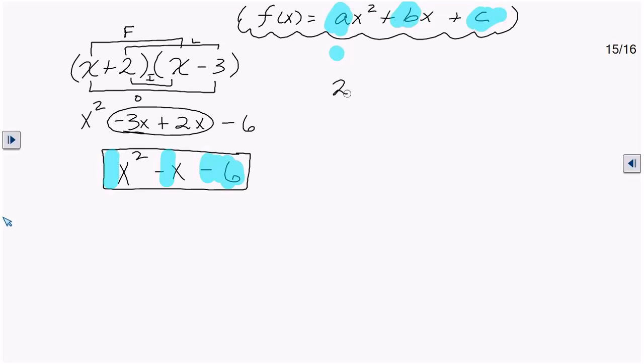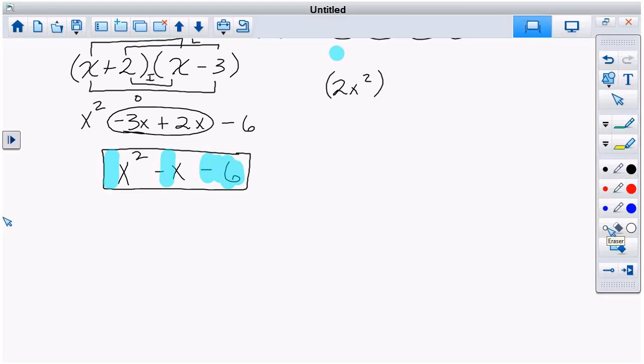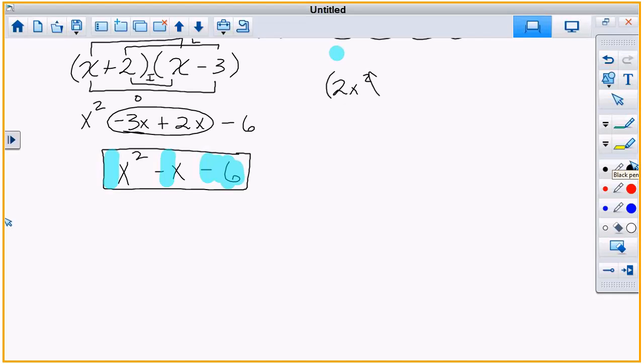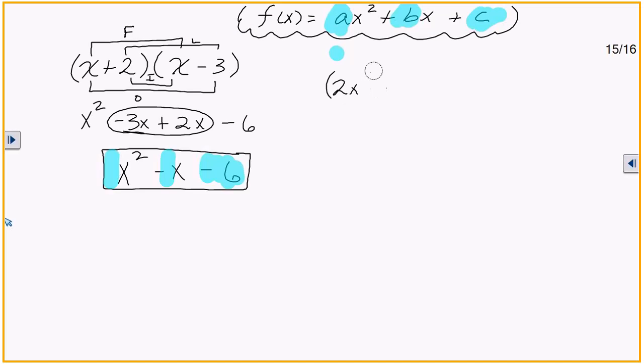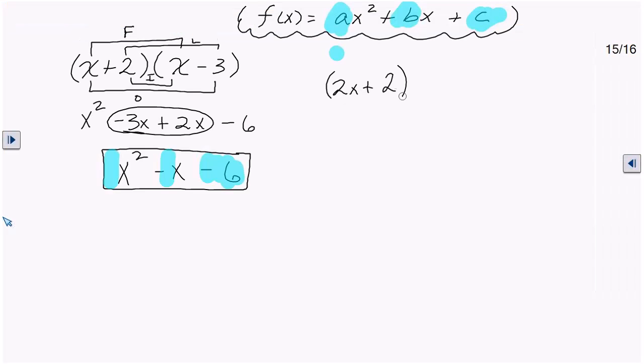Oops, sorry. That's not 2x squared. 2x. I just can't get anything going today. There we go. 2x plus 2 times 3x minus 6.